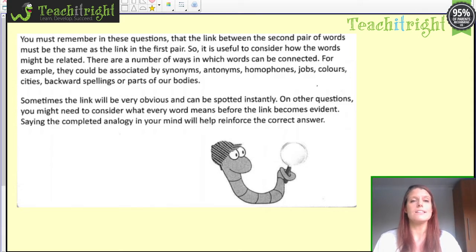Jobs, colours, cities. It could be backward spellings, like with the loop and pool and keep and peak example that we just looked at. It could be parts of the body. And sometimes the link will be very obvious. But other times you might need to consider the word meanings before the link becomes evident. And saying the completed analogy in your mind will help to reinforce the correct answer.